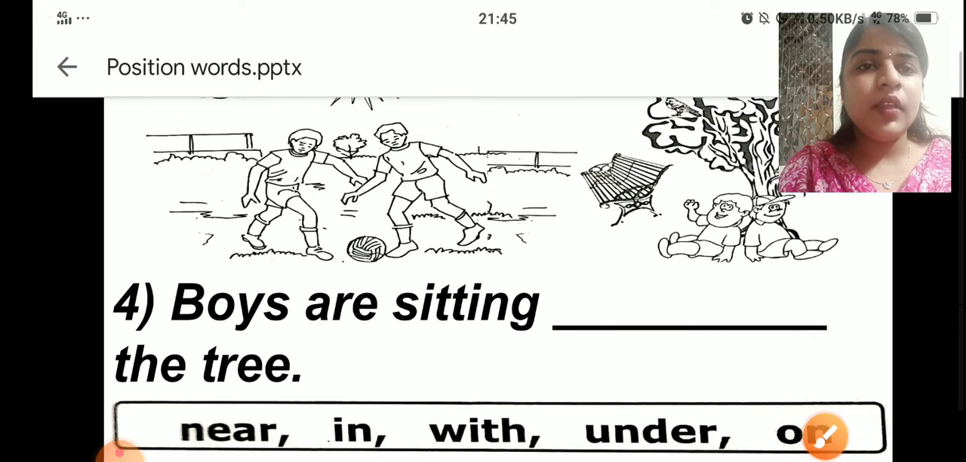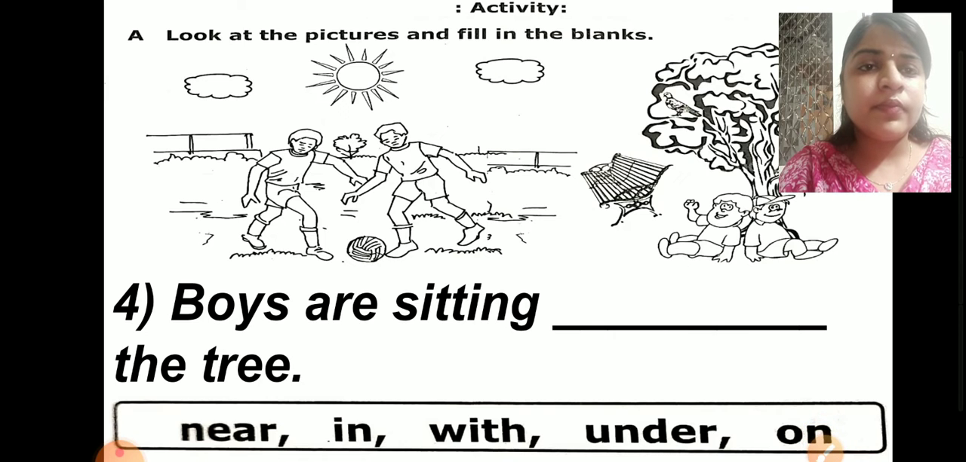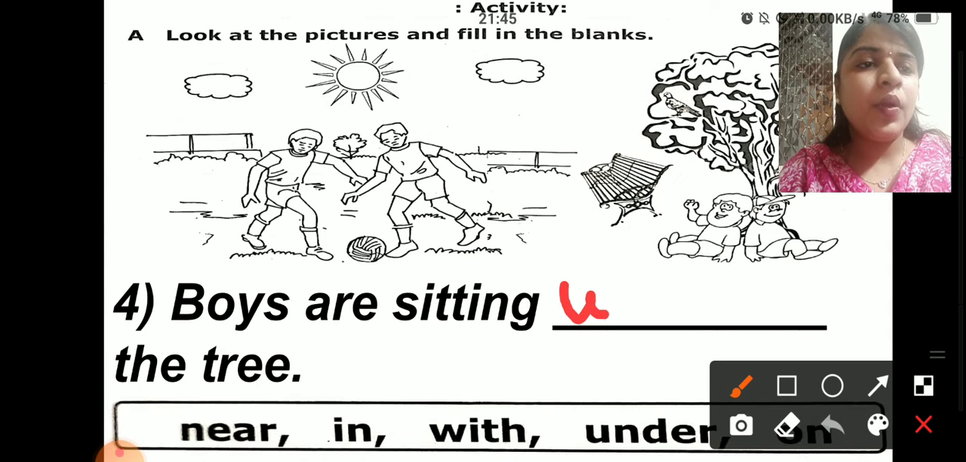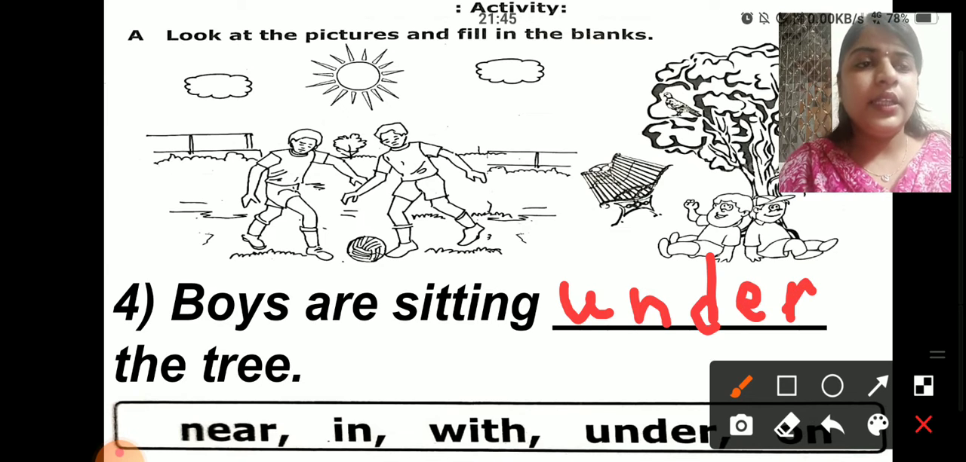Next. Number 4. Boys are sitting dash the tree. Can you see boys sitting where? Can you tell me? The boys are sitting under the tree. So you're going to write under. U-N-D-E-R, under. I repeat, boys are sitting under the tree. Done? Next.